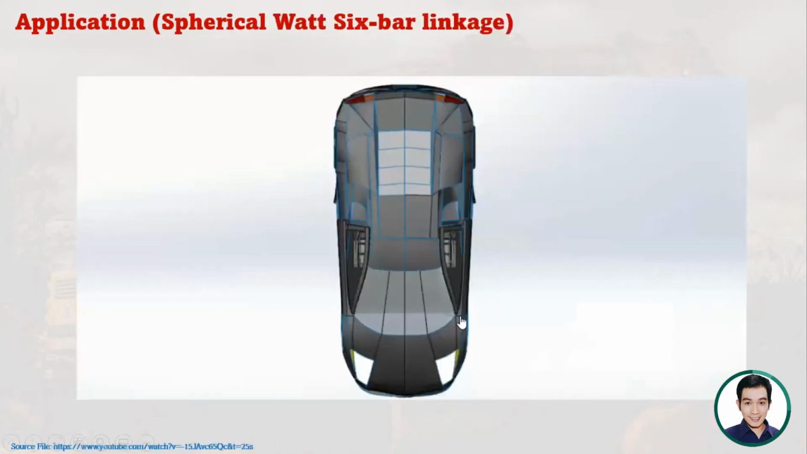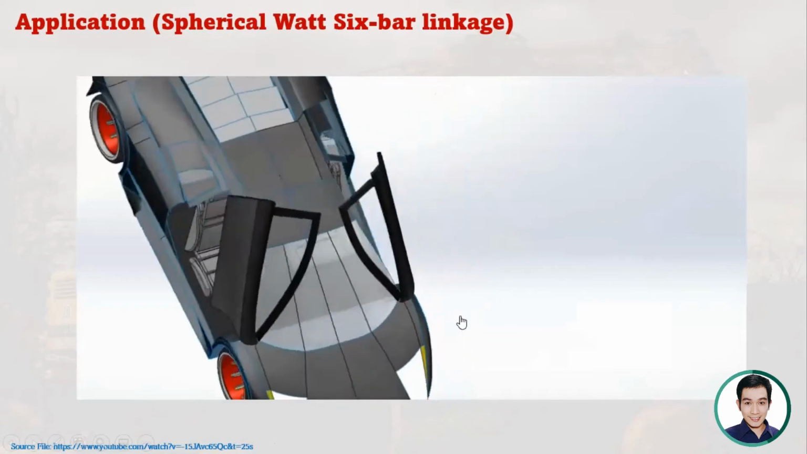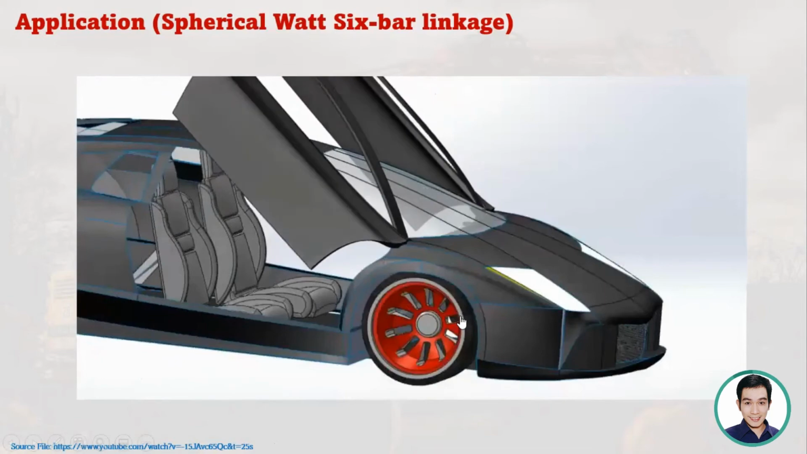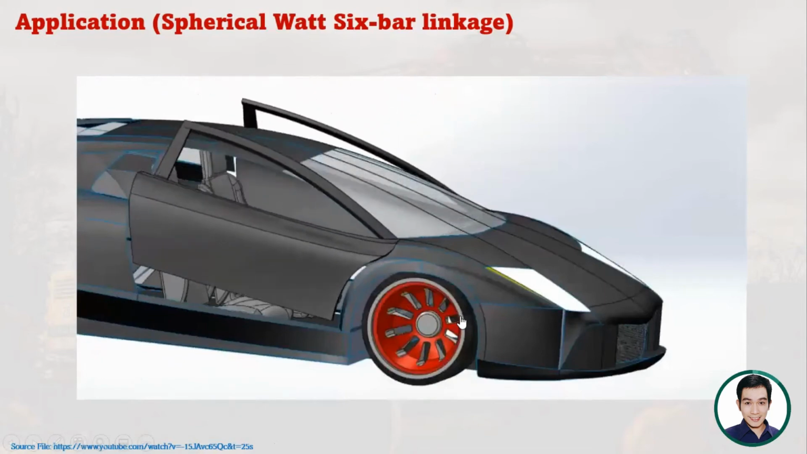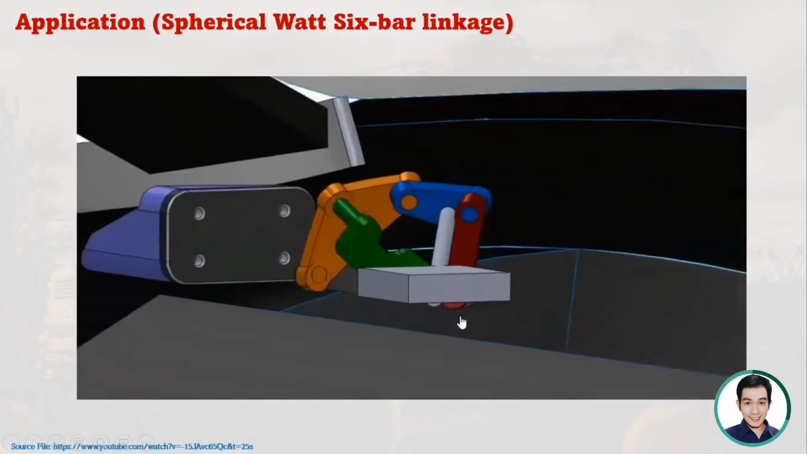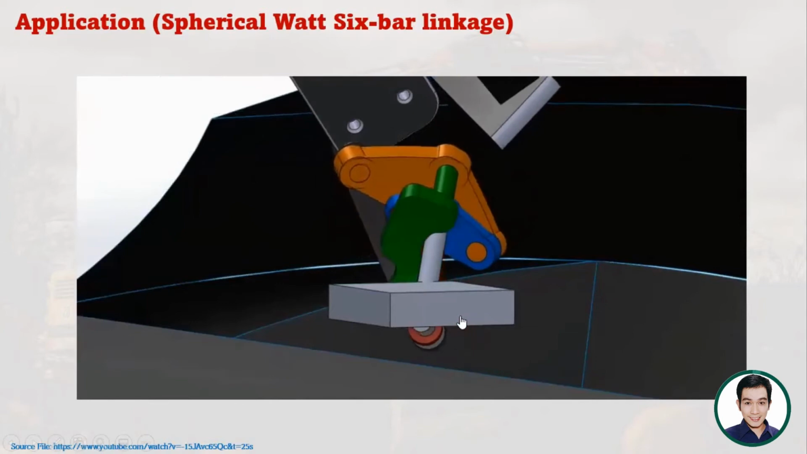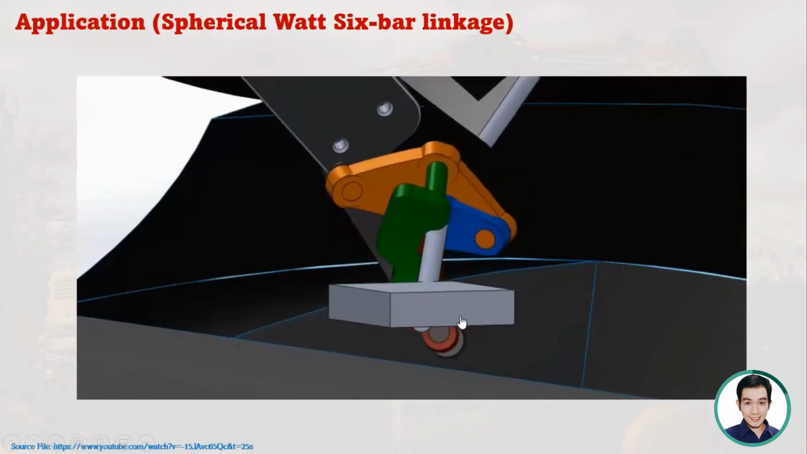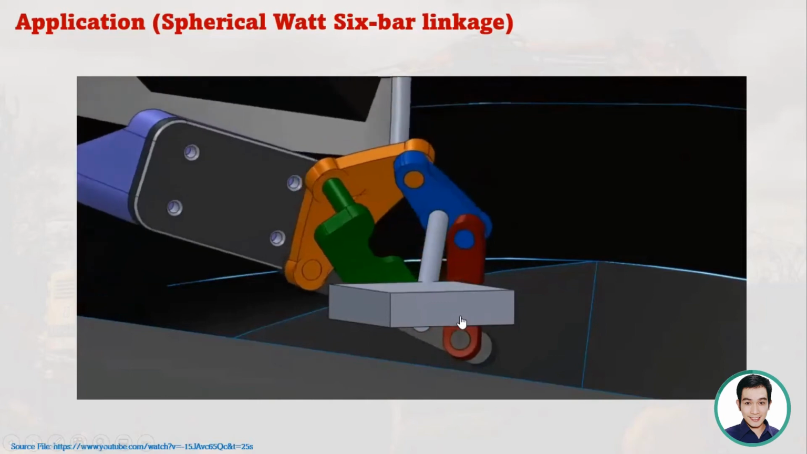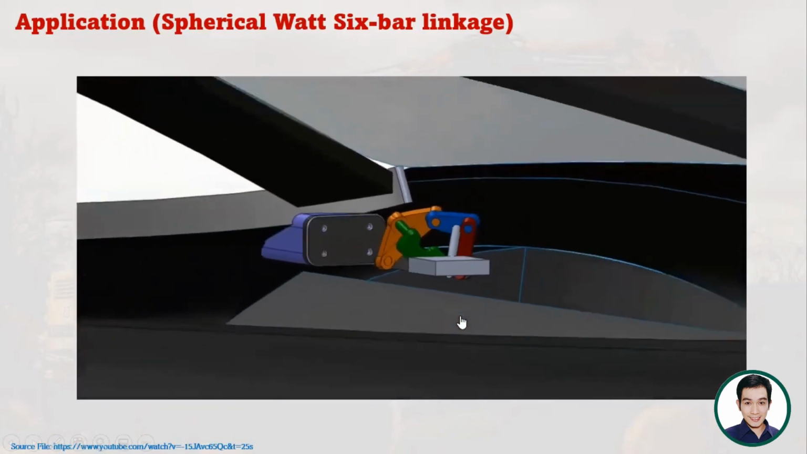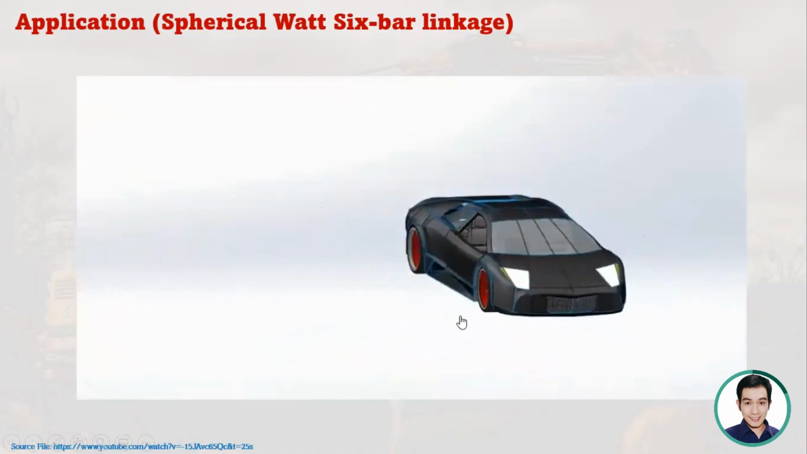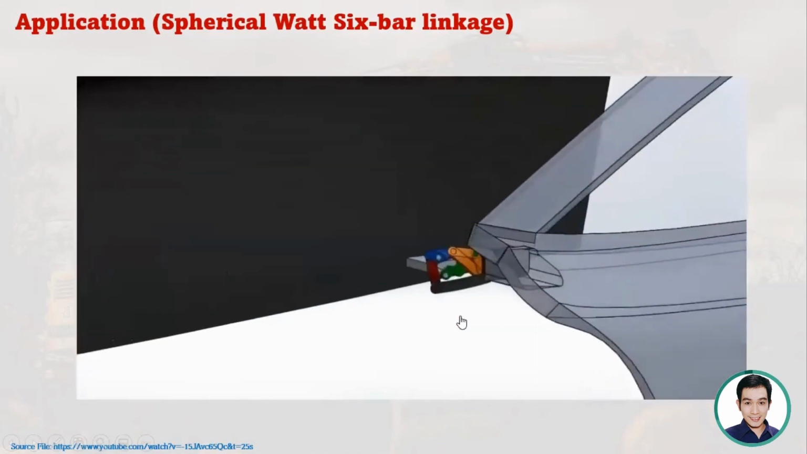And then for the spherical, this is the 6-bar linkage application, which is a spherical watt, which is also used in this application. So you can see, in order to create that kind of mechanism for that high-end car, they actually use the 6-bar linkage, which is the spherical watt. So it's a 6-bar. So the degrees of freedom actually allows motion of that particular part of the vehicle.